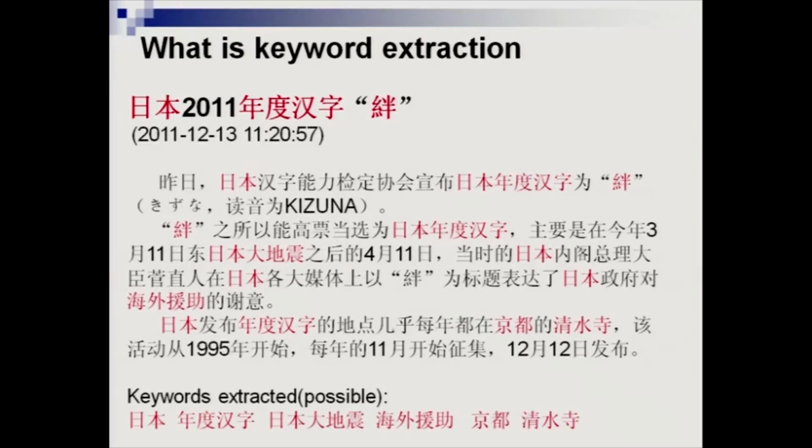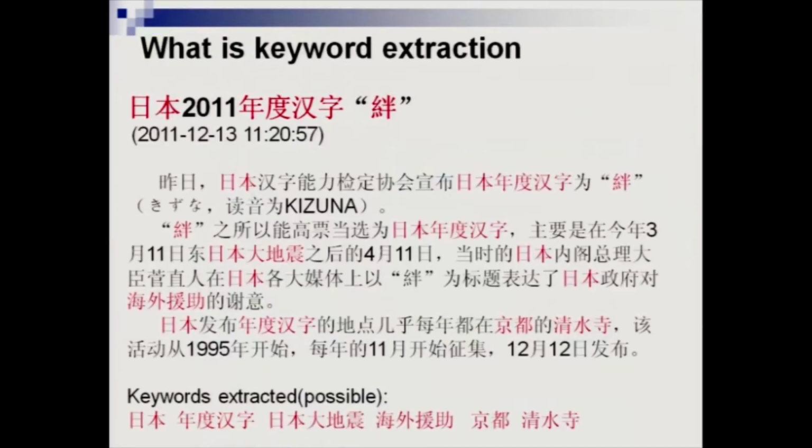That's keyword extraction. For example, given this article, Japan this year's Chinese kanji is ban. I noticed it yesterday in the poster room, so I found this article in a Chinese blog. Expected keywords can be Japan, year, Hanzi, kanji, Japan earthquake, overseas assistance, Kyoto and Tsinghua, maybe Clearwater Temple, something.